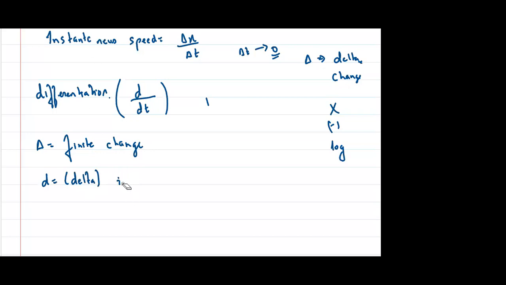I'm horrible at spellings. Infinitesimally small change. Small change means the change almost tends to zero. If there's a change of anything, it's almost equal to zero, so I will replace this triangle with d. ठीक है, समझ में आया ये चीज? Mathematically समझ में आया? Yes. Okay.